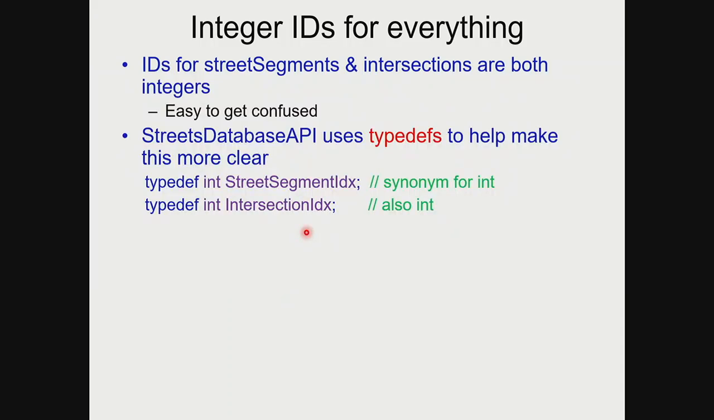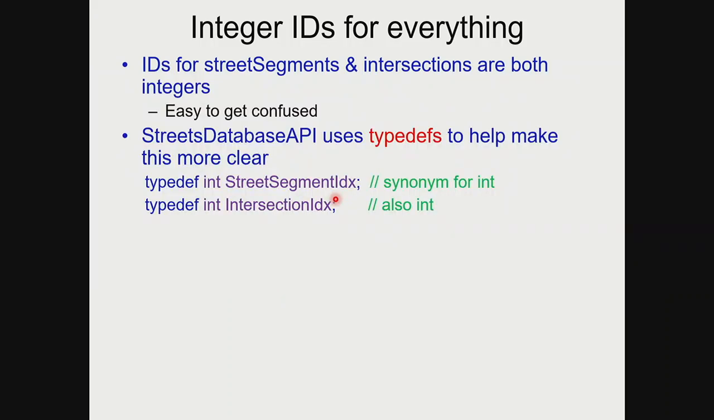Okay. So typedef is a concept in C++ that allows you to give a synonym to a certain primitive type so that you make your code less confusing. We've already written this in the Street Database API so that we make it less confusing for you. So we write typedef int StreetSegmentIdx.